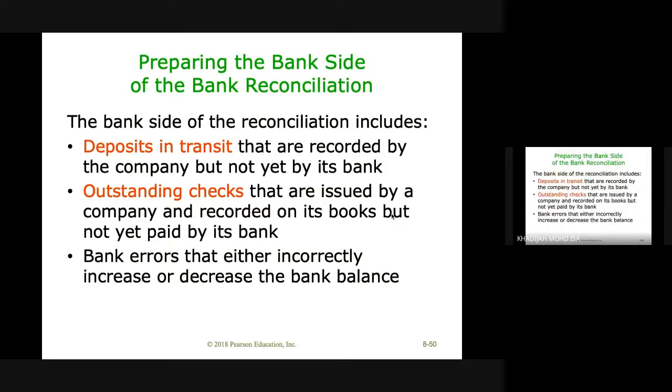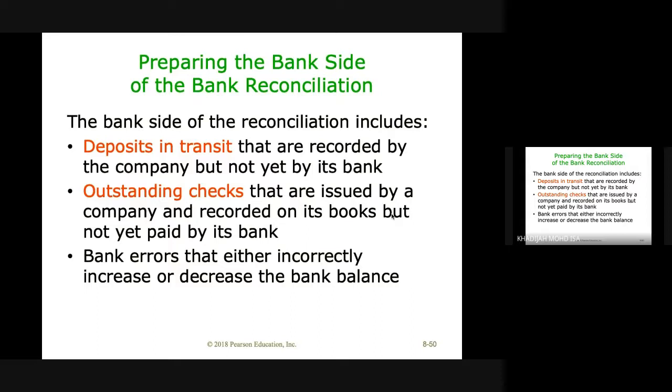So preparing the bank side of the bank reconciliation, the bank side includes deposits in transit that are recorded by the company but not yet by its bank. Deposit in transit, or DIT, means that the company has made deposits. In other words, the company has recorded the deposit, the receipt of cash, in their company's account, but the bank has not actually received the money. The bank has not received the deposits. Why? Because of timing differences.